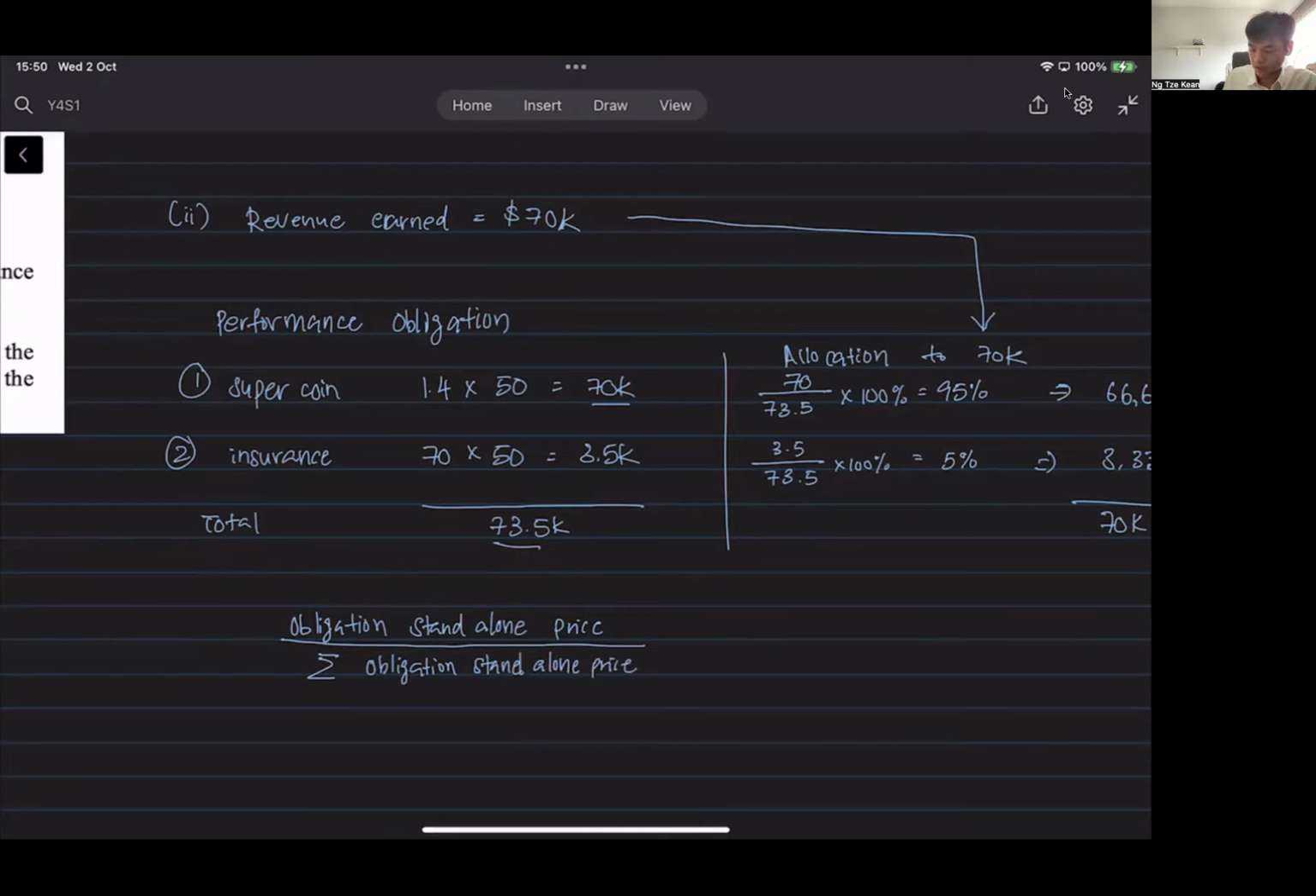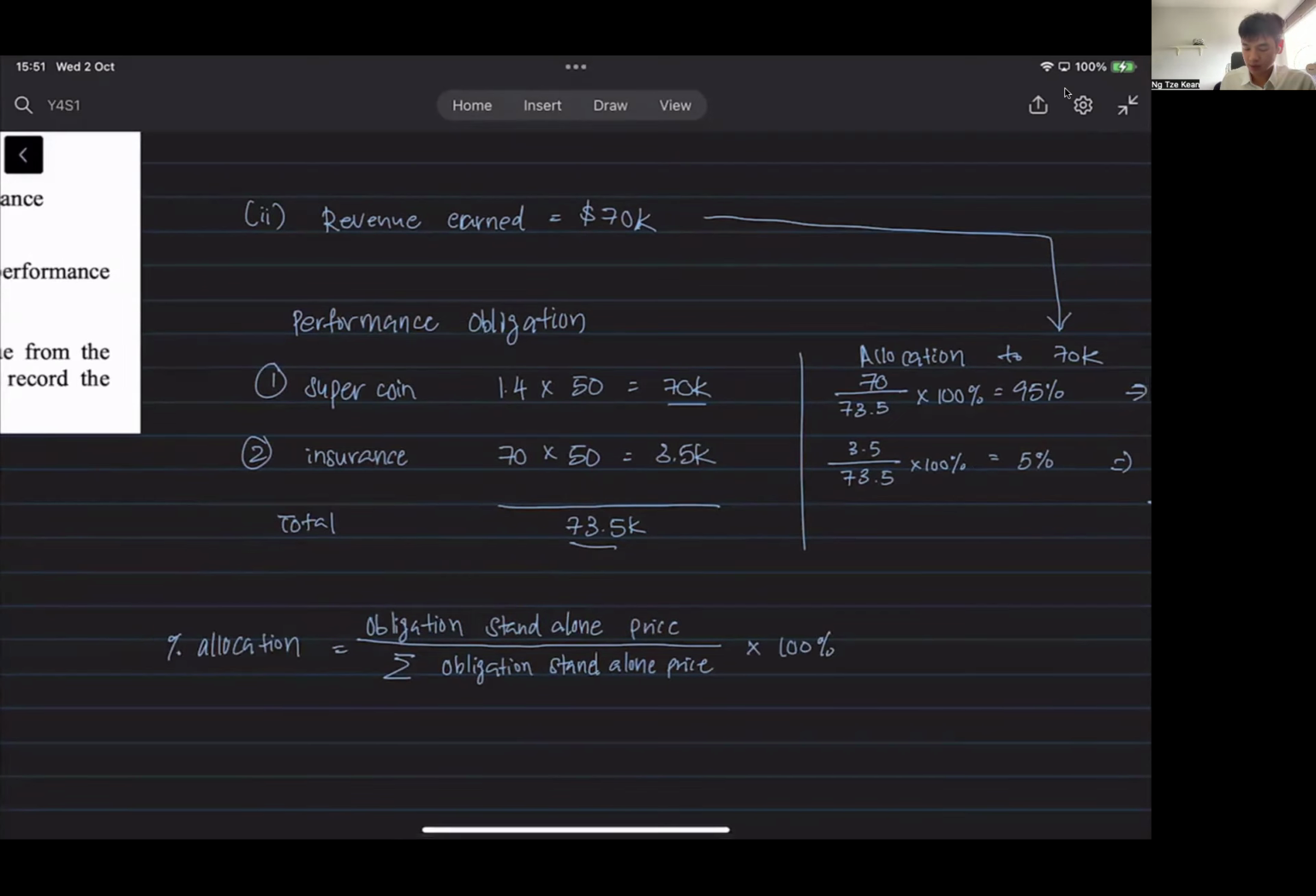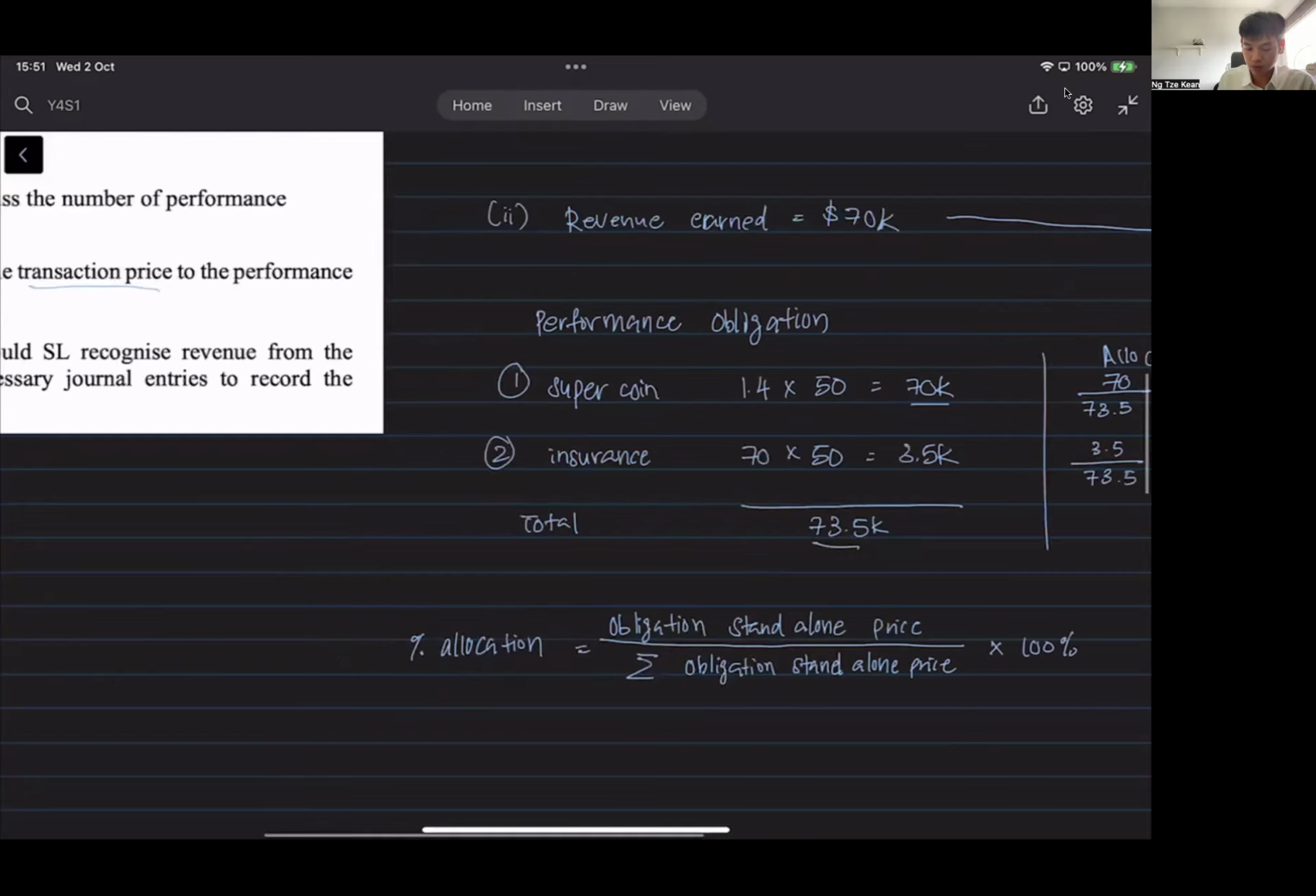So in this example, say for Supercoin, the numerator will be 70, and the sum of all obligations' standalone price will be 73.5. And this is how you will compute that percentage of allocation. So your percentage allocation, and yeah, you want 100%. So that would be for number two.